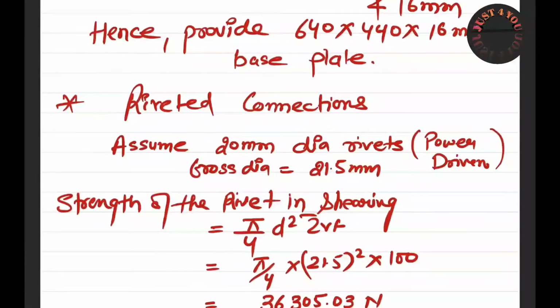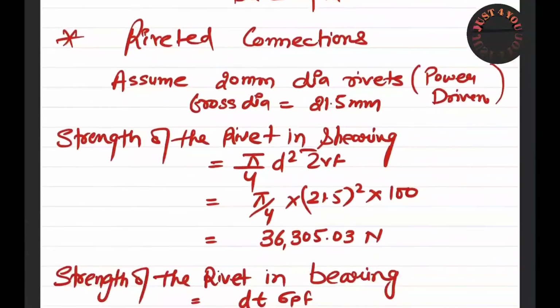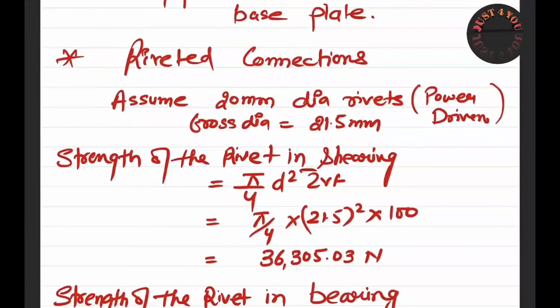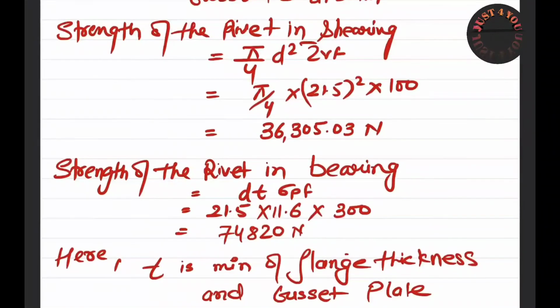We assume a diameter, suppose I assume a 20 mm diameter here, or you can assume 18 mm or 22 mm as per your wish. Now the gross diameter comes 21.5. Now we have to calculate the strength of the rivet in shearing, that is pi by 4 d square tau vf, and we will get the value 36305.03 Newton. Similarly, the strength of rivet in bearing is d into t into sigma pf, and we get the value 74820 Newton.